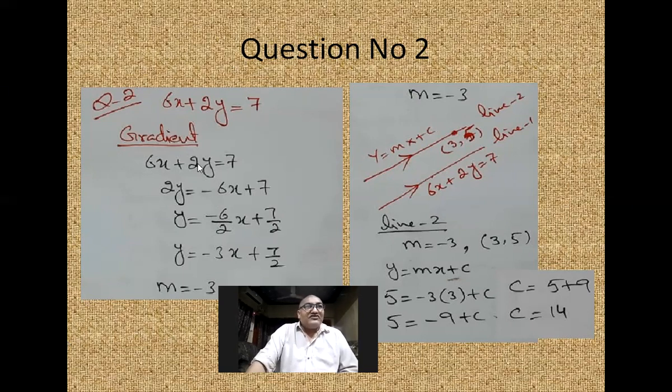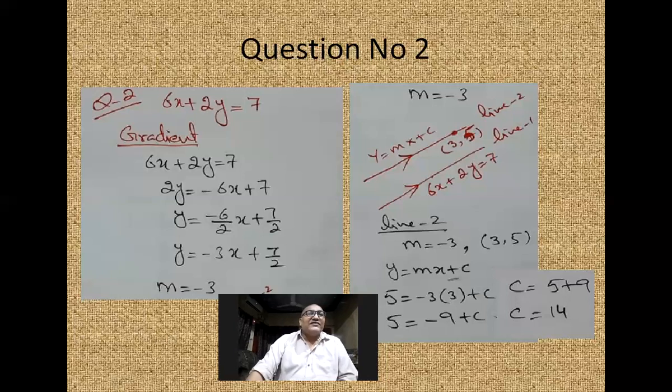So here you will have 6x plus 2y equals 7. 2y will be equals to minus 6x plus 7. This 2 is multiplying here. It will go to the other side and it will divide there. So you will have minus 6 by 2 into x plus 7 by 2. So if you cancel it, it will be y equals to minus 3x plus 7 by 2. So the coefficient of the x is minus 3, and the y is alone on the left side. So it means that the gradient of this line will be minus 3.